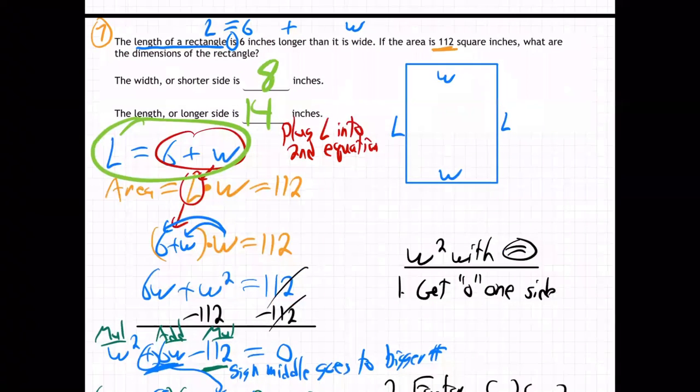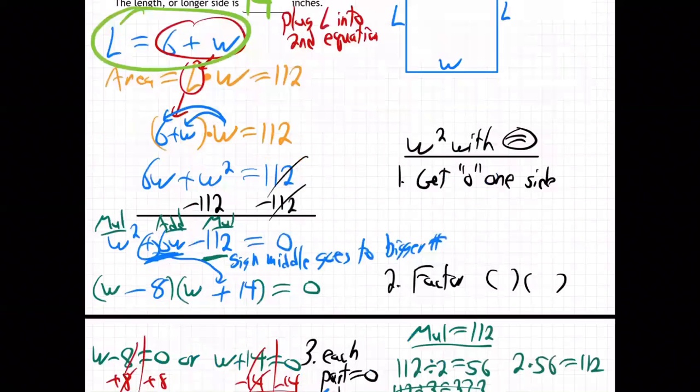We wrote the 2 equations. Length equals 6 longer than the width: length is 6 plus width. And then the area formula is length times width, which is 112. Then I plug the first equation into the second. In for L right there, put in 6 plus W. Distribute through the parentheses like we always do. Get a W squared equation, which always means get a 0 on one side. So subtract 112 from both sides.